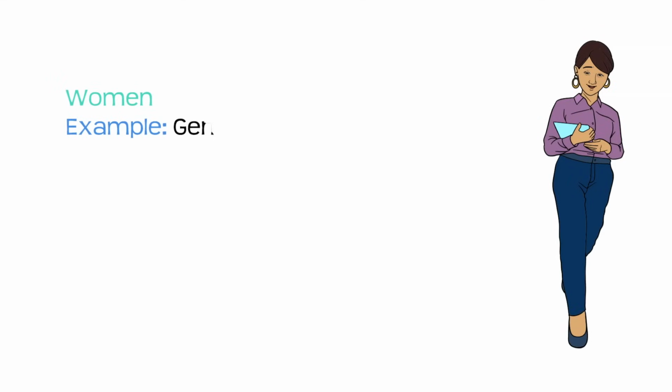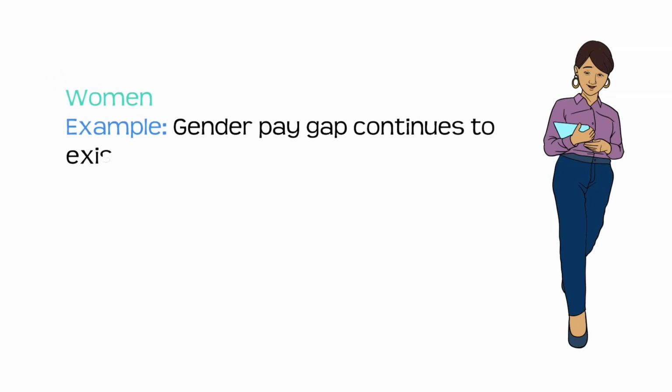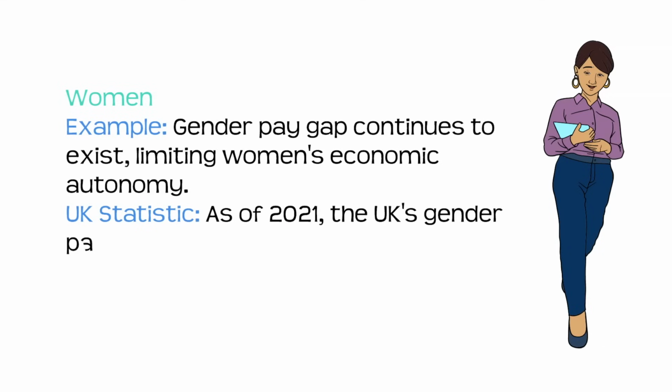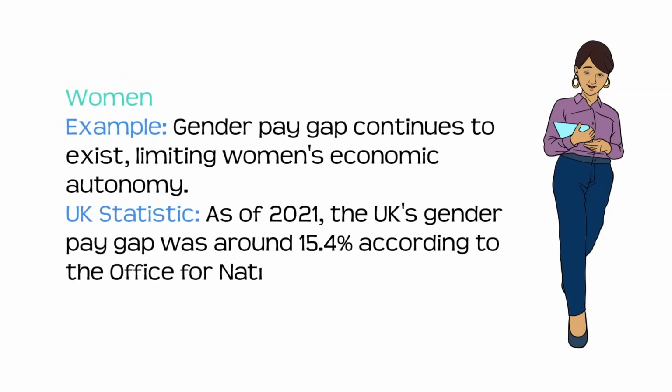Women, an example. The gender pay gap continues to exist, limiting women's economic autonomy. As of 2021, the UK's gender pay gap was around 15.4%, according to the Office for National Statistics, the ONS.